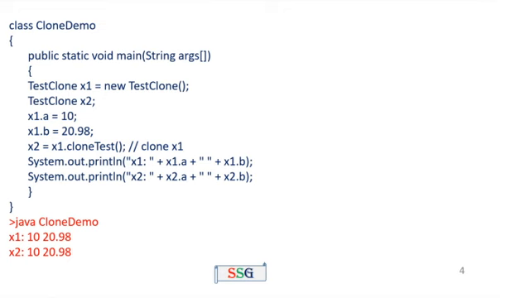Next, System.out.println prints the values for the x1 object, x1.a and x1.b, equal to 10 and 20.98. System.out.println for the x2 object also gives 10 and 20.98. Now the cloning was implemented successfully.